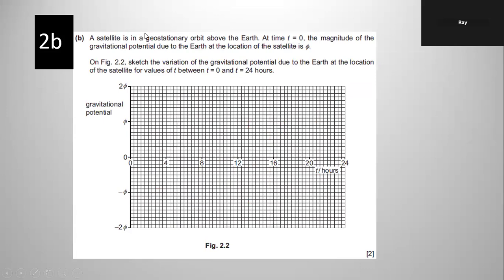A satellite is in geostationary orbit above the Earth at time t equals 0. The magnitude of gravitational potential due to the Earth at the location of the satellite is phi. On figure 2.2, sketch the variation of gravitational potential due to the Earth at the location of the satellite for values of t between t equals 0 and t equals 24 hours. Okay, what is a geostationary orbit? Yep, following the Earth's orbit.